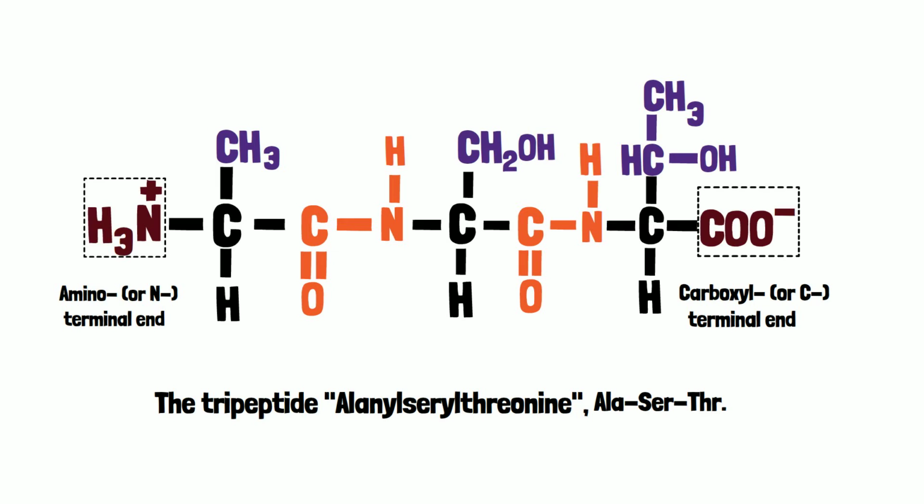Typically, the amino terminal end is the start of a peptide and continues until the carboxyl terminal end. Hence, we usually write the amino acid sequence of a peptide with the amino terminal end placed on the left and the carboxyl terminal end placed on the right.